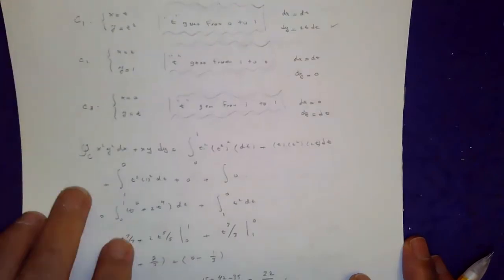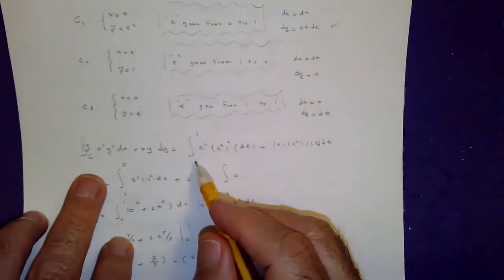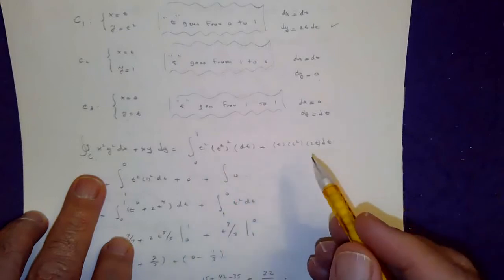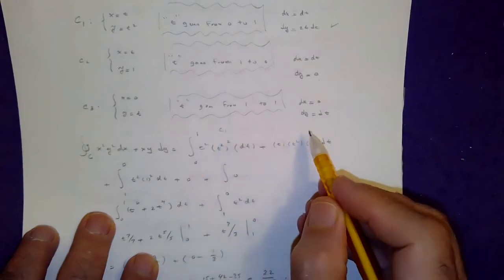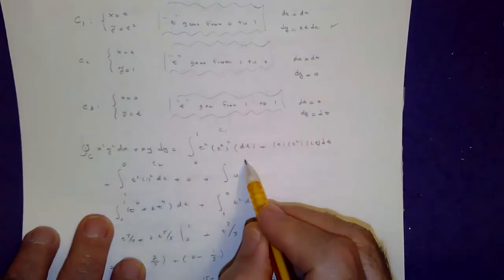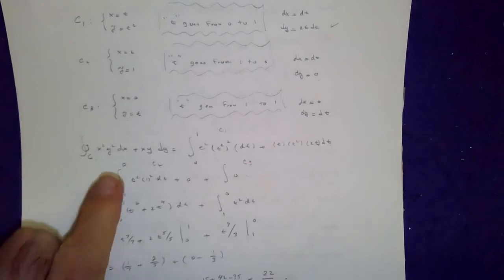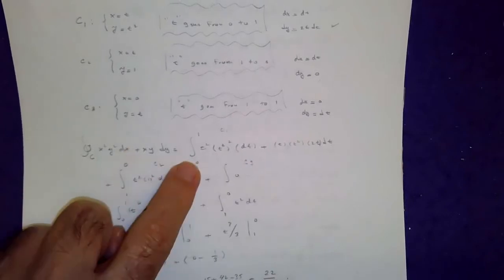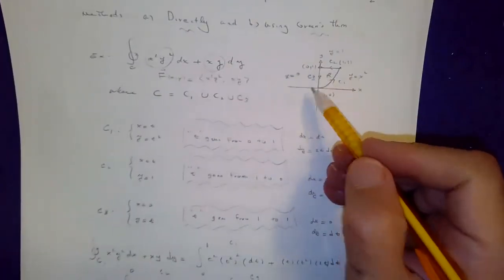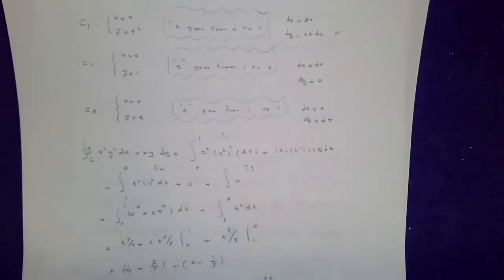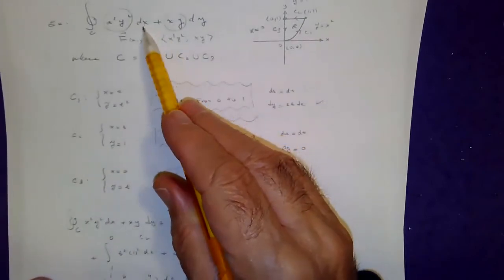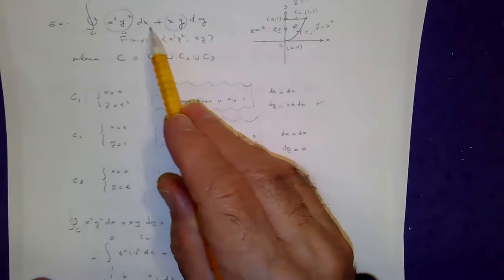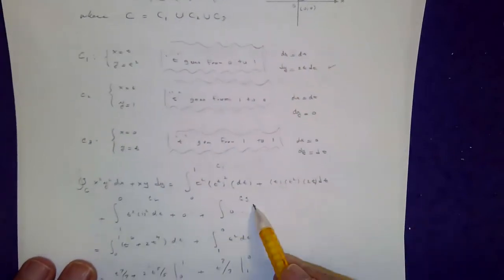Once for what? C1, then C2, and then C3. So this would be for C1, this would be for C2, this would be for C3. So you have to repeat this line integral 3 times, once for each curve, right? The last one is 0, because in the dx part the x's are 0, so you get 0 for C3.